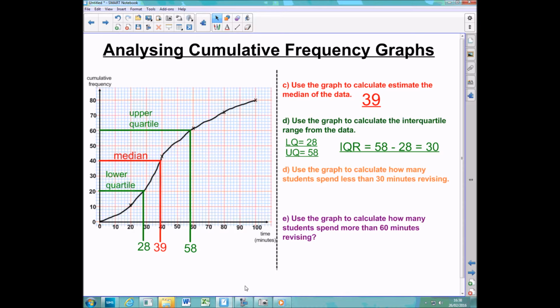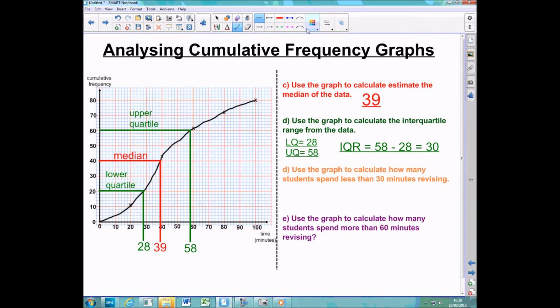Now the other couple of questions are going to rely on us doing exactly the same sort of thing, but from the other way round. So beforehand we were going from the cumulative frequency here and then finding the values down the bottom here. Okay, in these cases we're going to use these values down the bottom and find these values here on the cumulative frequency. So the first question's asking me to calculate how many students spend less than 30 minutes revising.